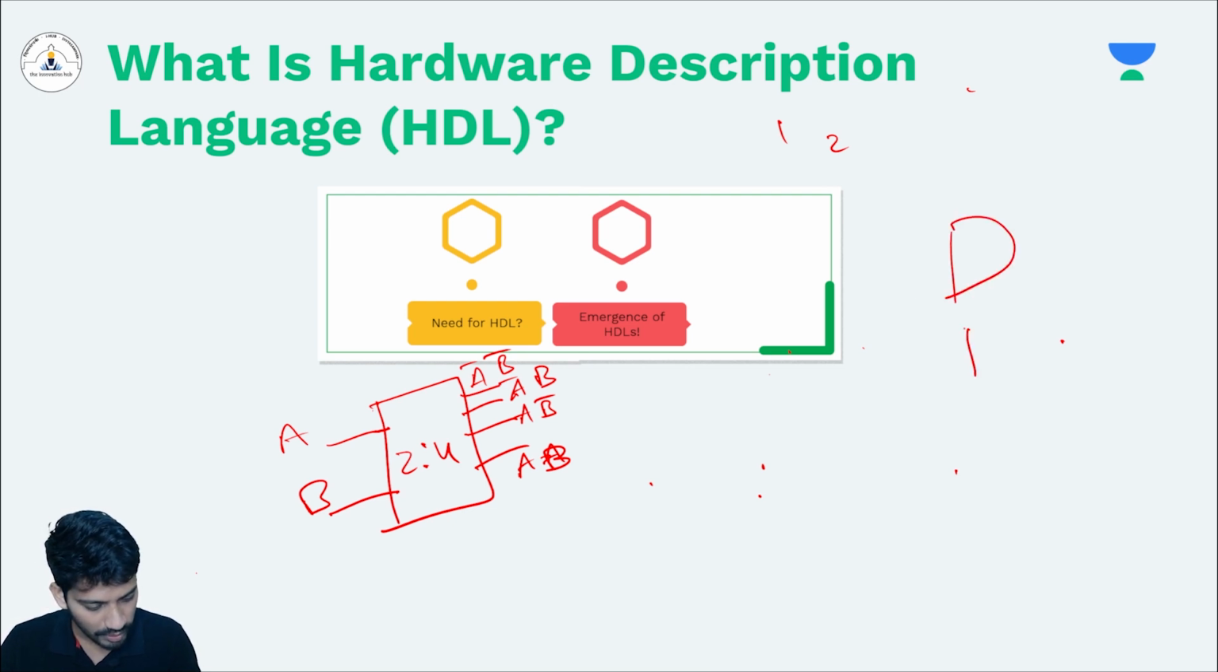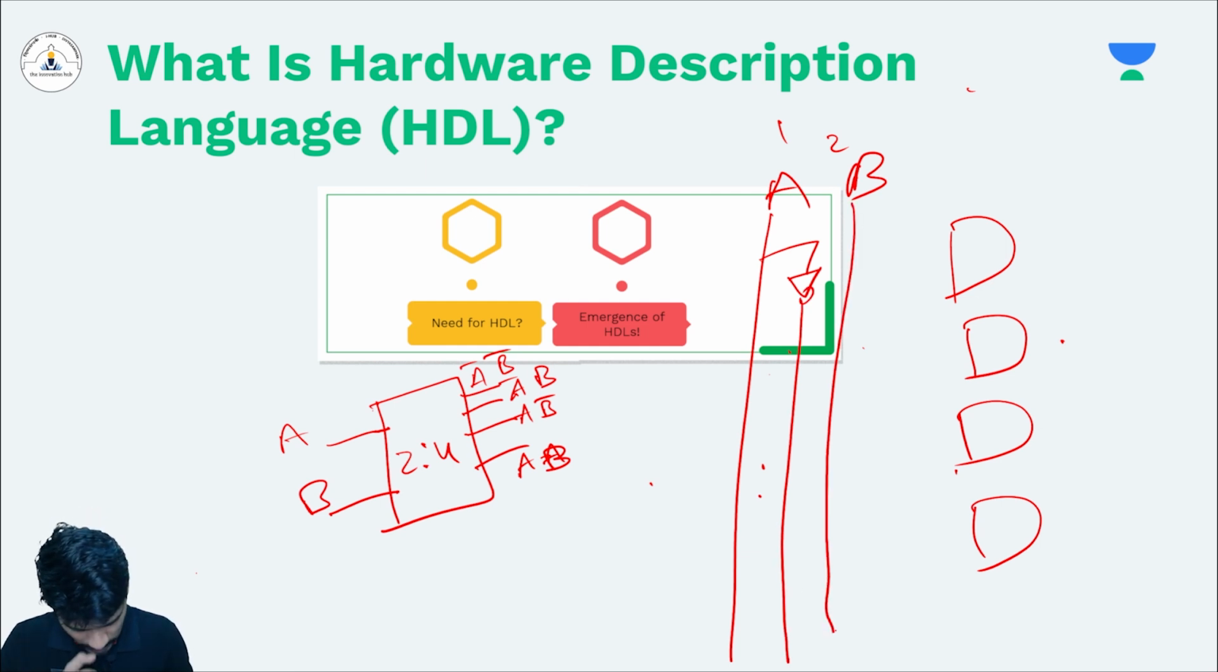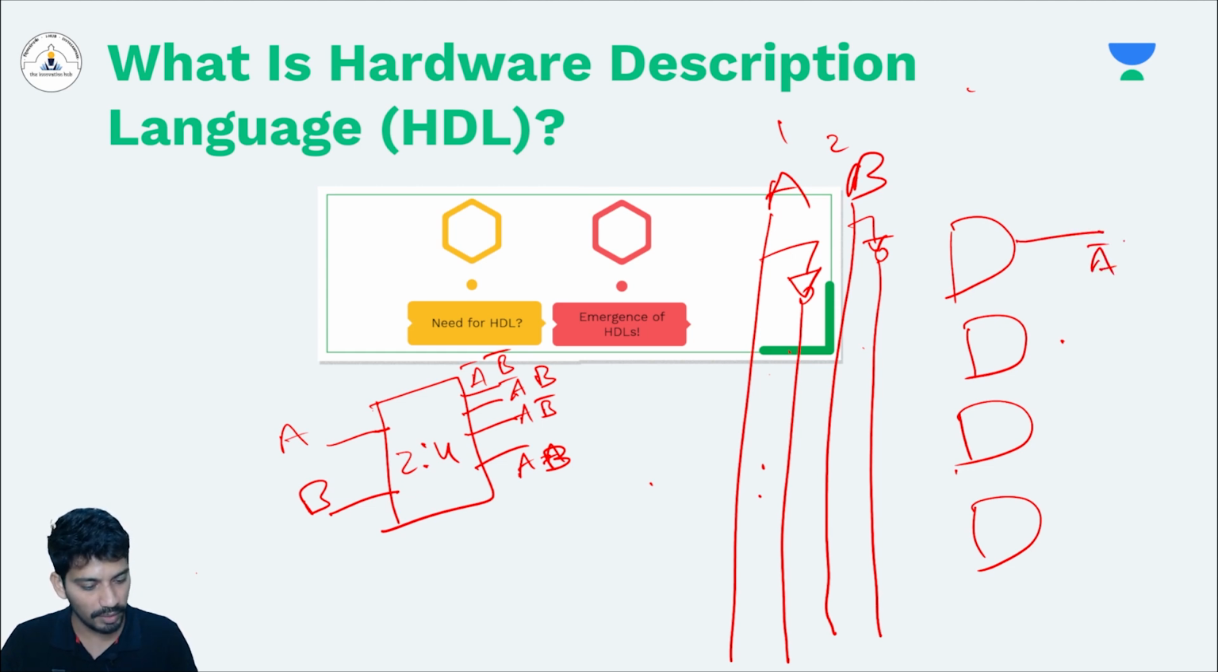So I will require just 4 AND gates. These are my A and B. One is true input and one is complement input. Again B and its complement. Now first output I want A bar, B bar, right? So I'm connecting A bar and B bar. And second output I want A bar, B. So I'm connecting A bar and B.